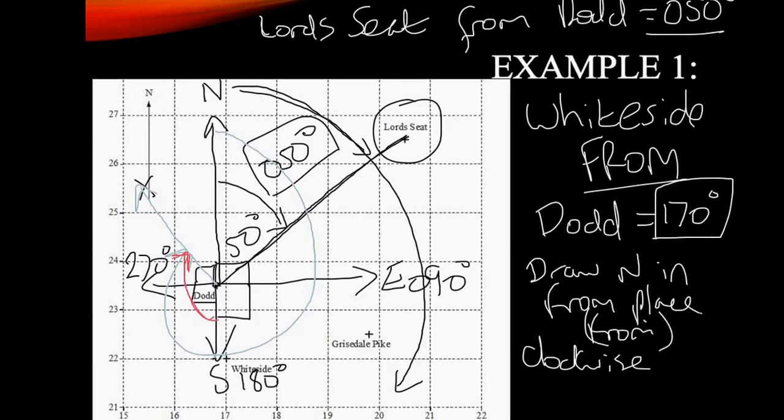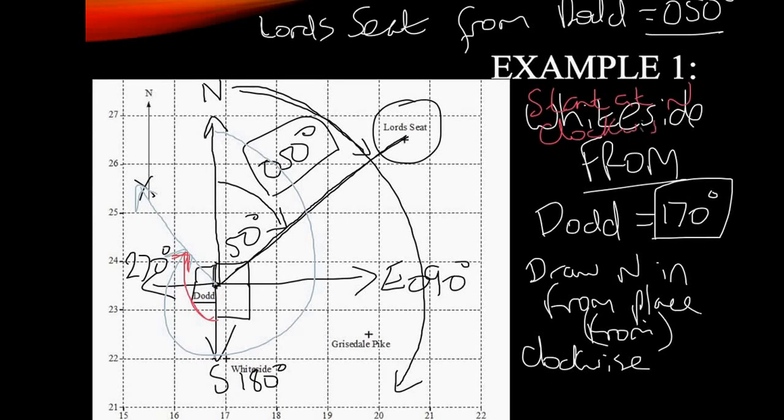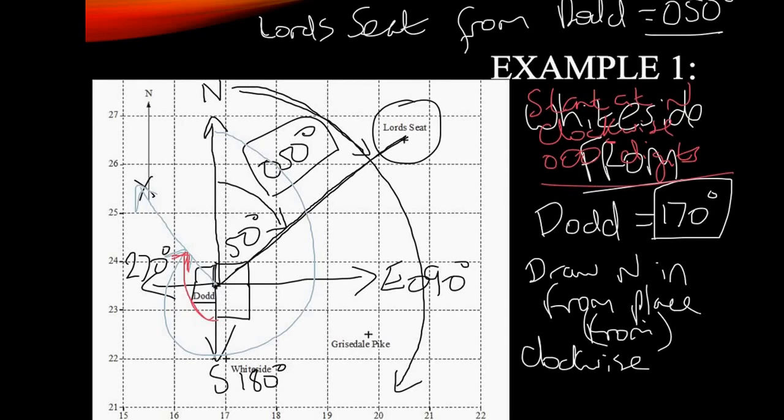But fundamentally there are three things to remember, and again we'll do this at the revision notes at the end. So start at north, measure clockwise, and write your number as 3 digits. So 3 digits for your bearing. Okay, let's have a look at another example.